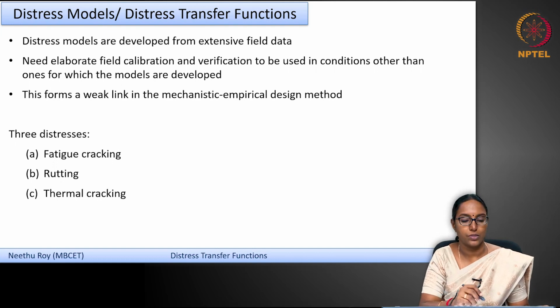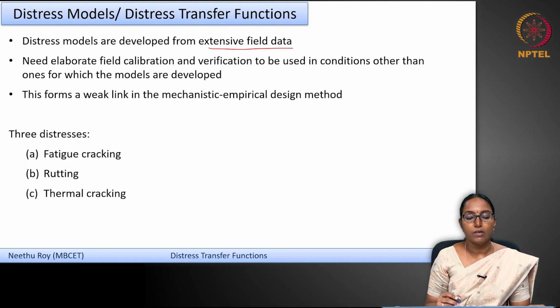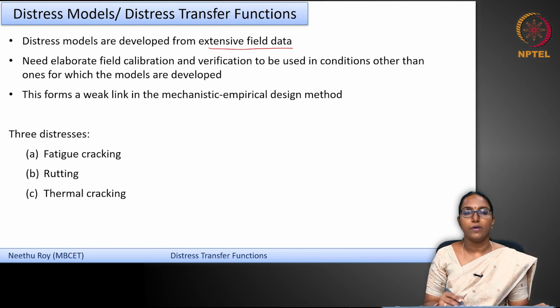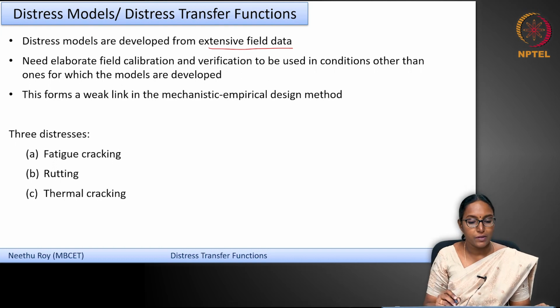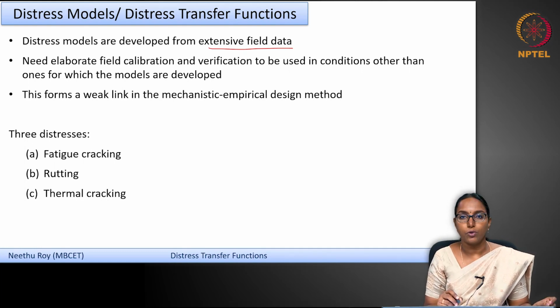Now, what are these distress prediction models? Distress prediction models, as the name suggests, should be able to predict how the distresses happen in the structure. You can develop these distress functions, or distress transfer functions, from extensive field data. Now, if you use certain field data for the development of these distress functions, it cannot be directly used as such in other conditions or other situations.